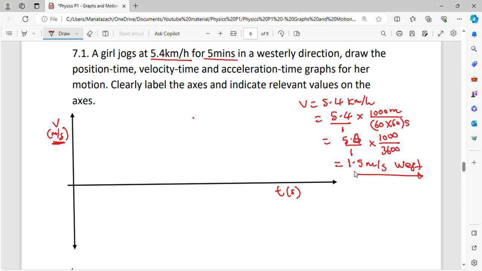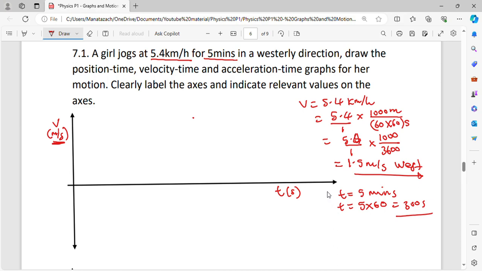Okay, so we can do likewise with the time. 5 minutes, we can convert 5 minutes to seconds. That would be 5 times 60. It will give us 300 seconds.